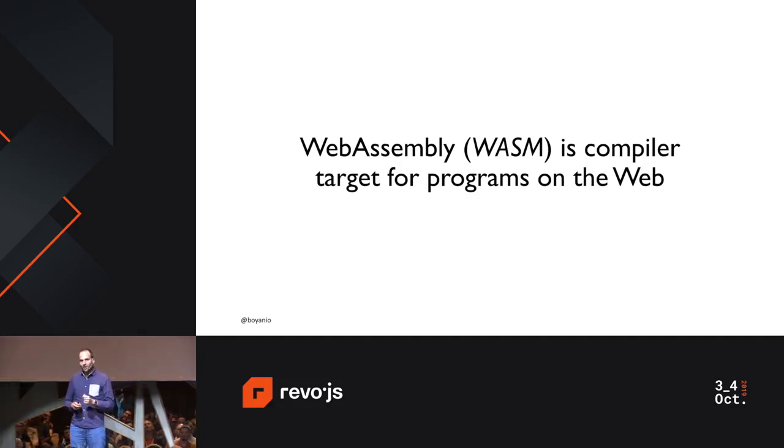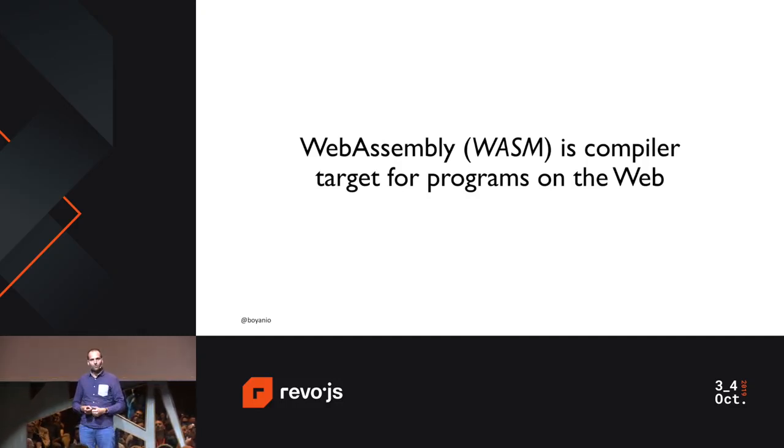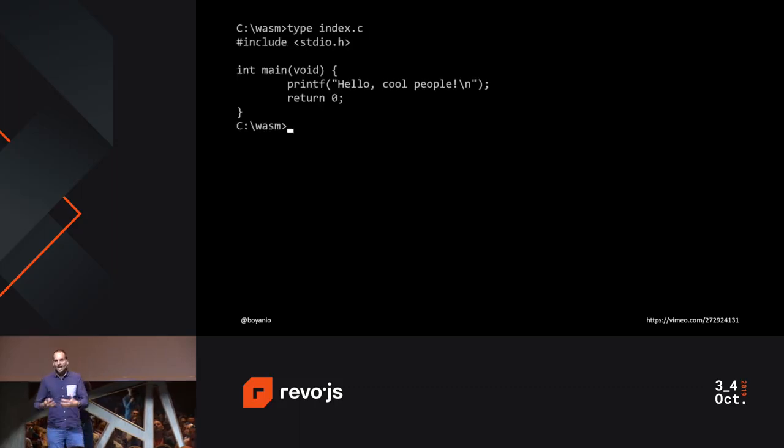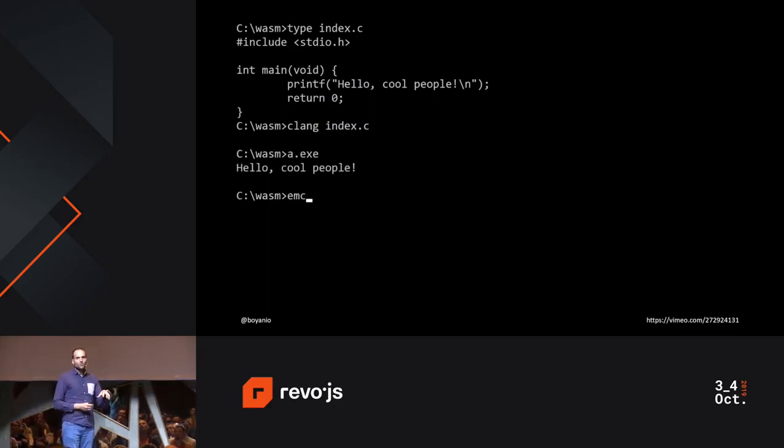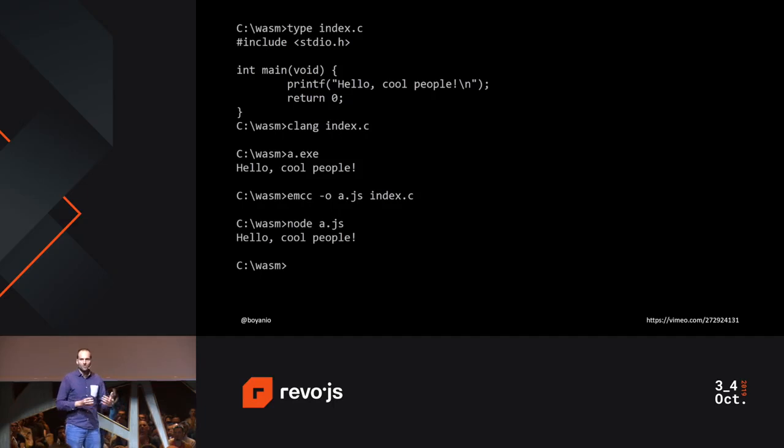WebAssembly is a compile target for the web. It allows us to compile from languages like C, C++, and Rust, and run this in your browser and Node.js environment. And the idea here is that if we had code written in, let's say, C, I can compile this to native on my Windows machine or my Linux, and then I can use exactly the same source code to compile to WebAssembly and run this in the browser or a Node.js environment. So this is the idea of WebAssembly, because we extend what compilers have today. We add a new compilation target for the web or Node.js.